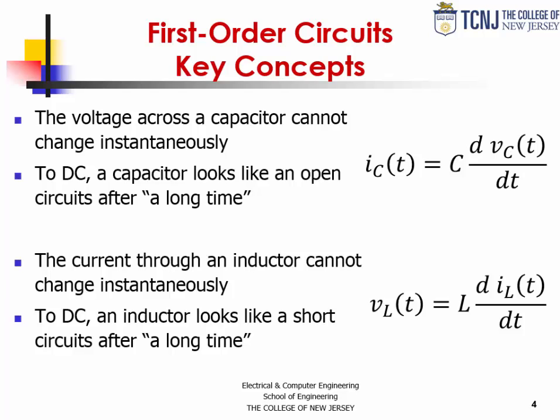Let's look at the two key concepts that are going to enable us to understand the transient behavior of both first order and later second order circuits with capacitors and inductors. If we go back to the differential equation that describes the current in a capacitor as C dV/dt, so the capacitance times the time derivative of the voltage across the capacitor, we can infer two very important lessons from this equation.